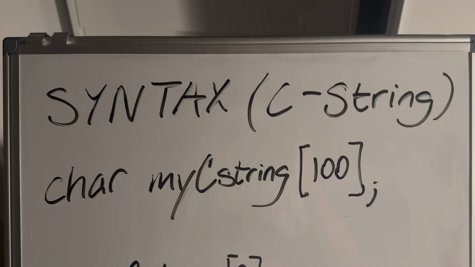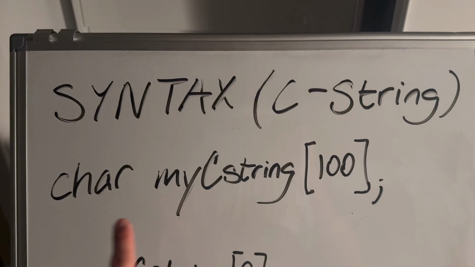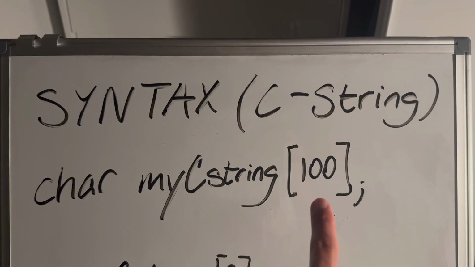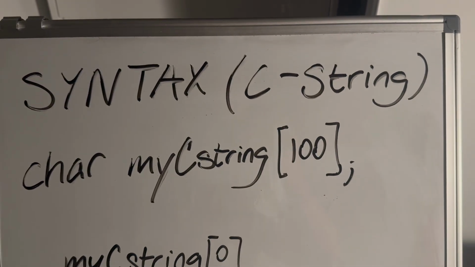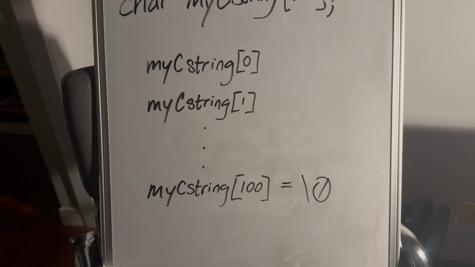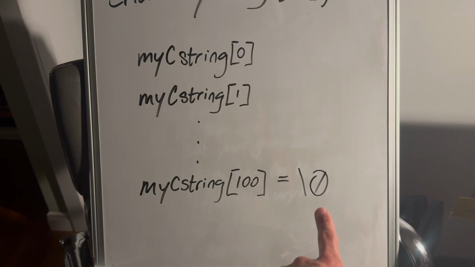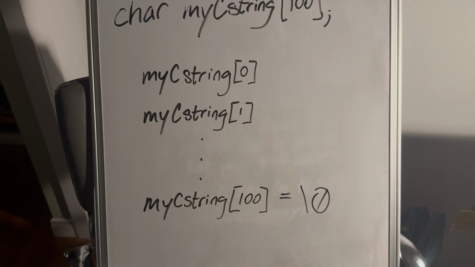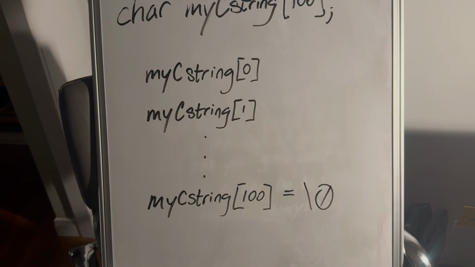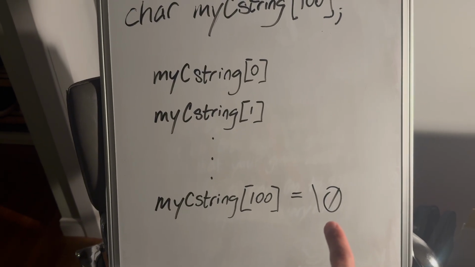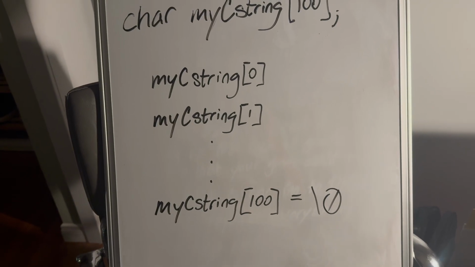So let's take a quick look at the syntax for your typical C string. So here's a pretty typical C string here. We have a character array called myCString. It has a maximum space of 100 characters, but not quite, because let's say you're using all of them. That last character would have to be the null terminator. And if you're not using them all at the same time, if you have a partially filled C string, then you would have to know exactly where that null terminator is at all times.